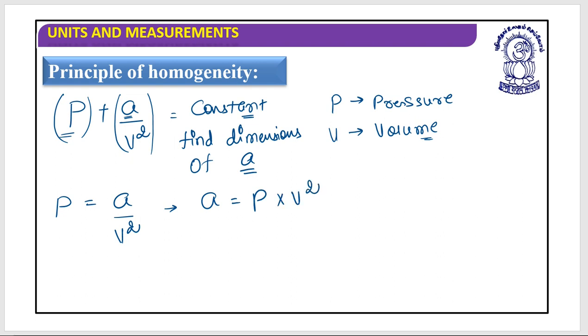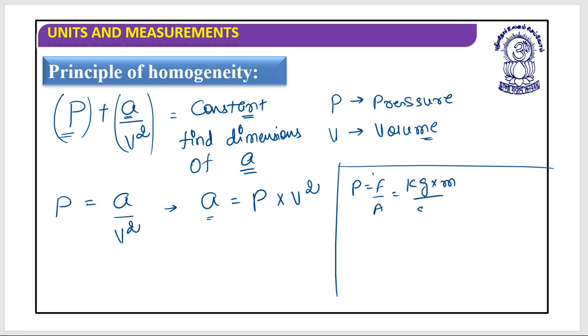When I can just write A is equal to P into V square, I can write the dimensions of A. Do you know the dimensions of pressure? How could I get it? So I must know pressure is equal to force by area. Force is kg meter per second square. Area is in meter square. Here meter and meter square, so it is kg.